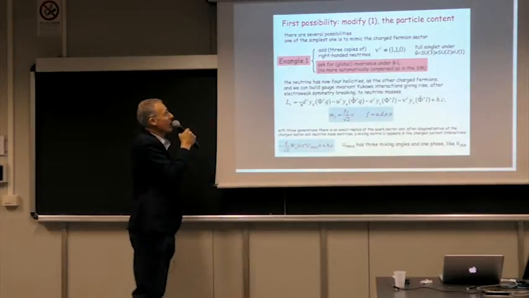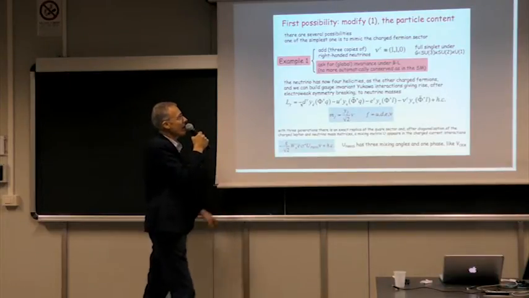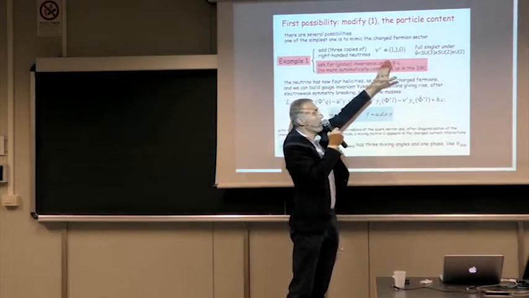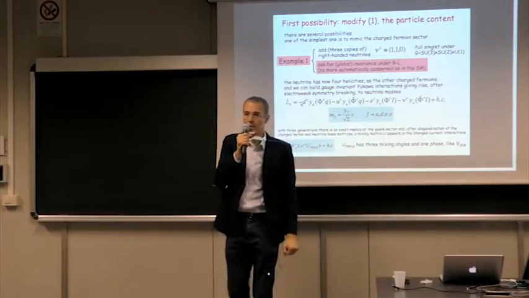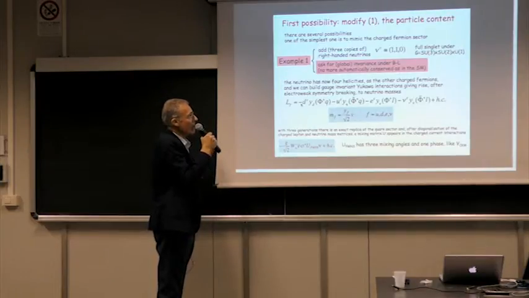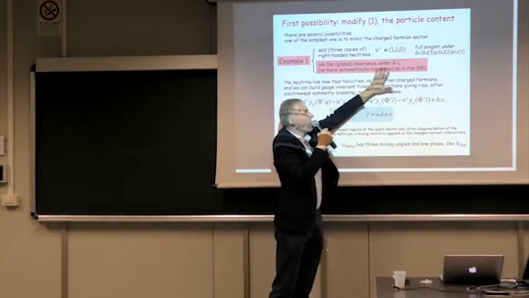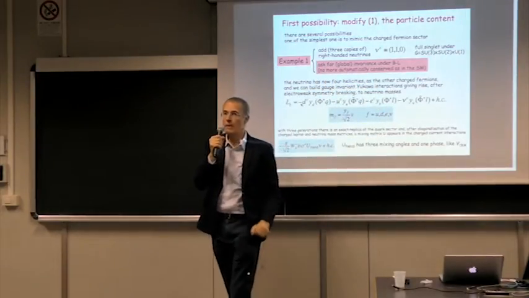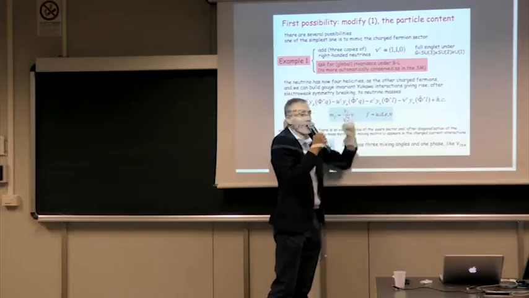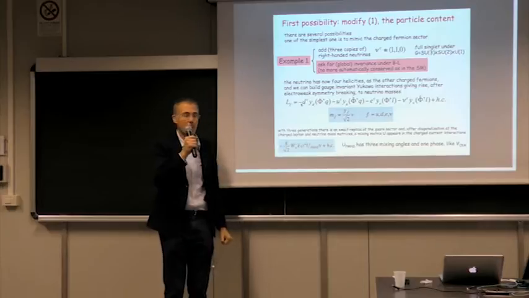We can modify the particle content. There are several possibilities. Let me give you an example. We can add 3 copies of right-handed neutrinos. These are fermions that are full singlets under the standard model, SU3 cross SU2 cross U1. And moreover, to mimic exactly what happens in the standard model, we also impose invariance under the global B minus L. We have now to impose it by hand, because if we introduce this set of fields, this is no more guaranteed as an accidental symmetry as it was in the case of the standard model.